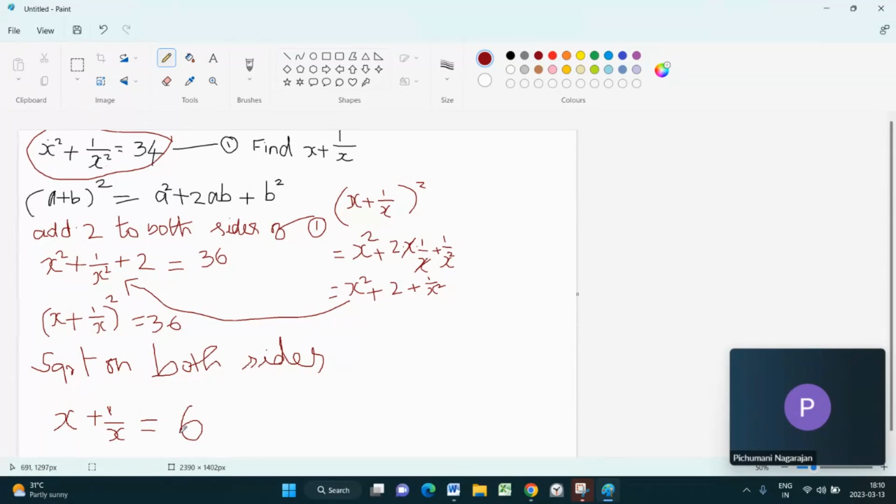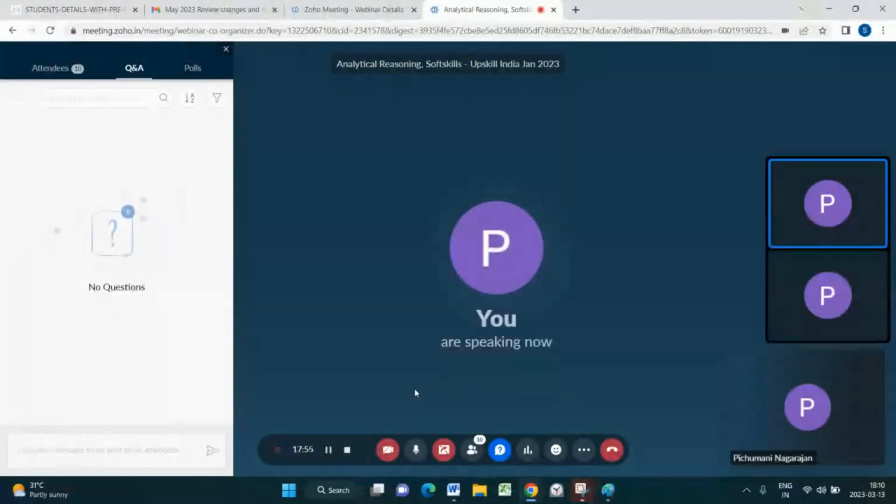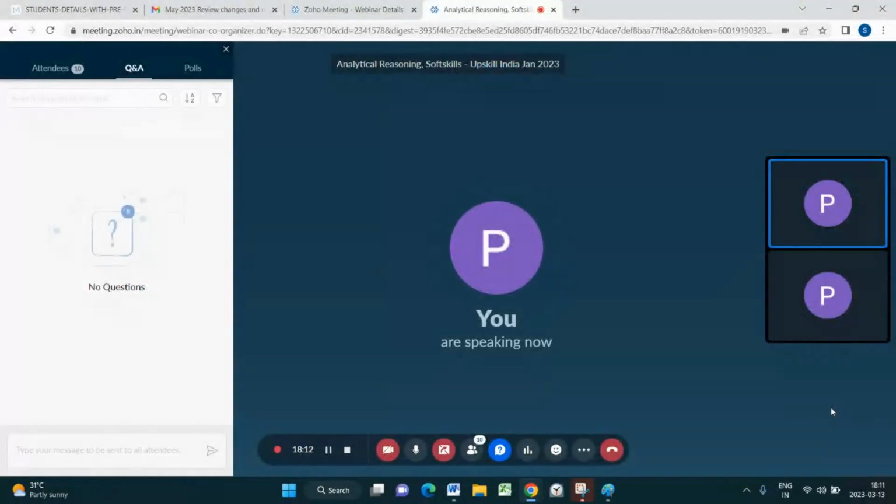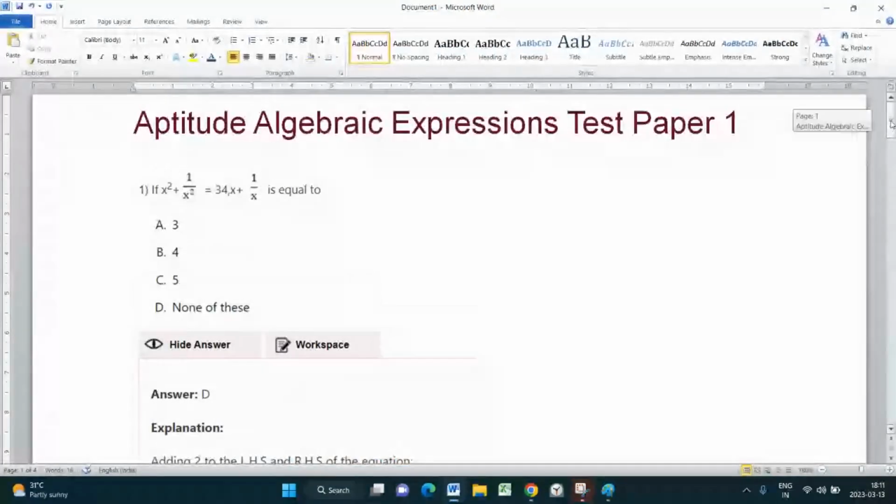Now how can we rewrite this? If this 6 goes to the other side, what will it be? Can somebody tell me what is x plus 1 by x from this? Tell me. Somebody, at least try something. Students, you can just try something.